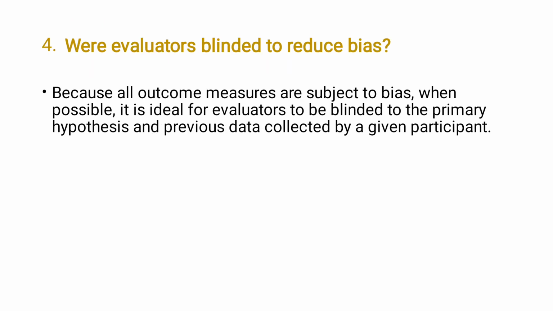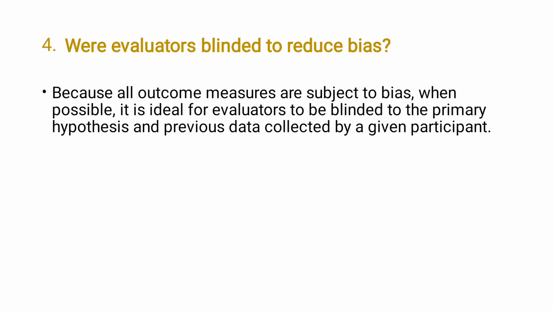Next one is, were evaluators blinded to reduce bias? As already discussed in the previous studies, all outcome measures are subject to bias. When possible, it is ideal for the researcher that evaluators should be blinded to the primary hypothesis and previous data collected from a given participant. The more we increase the level of blindness, whether the study is single blind, double blind or triple blind, the more precise the study's results and outcome of interest become.